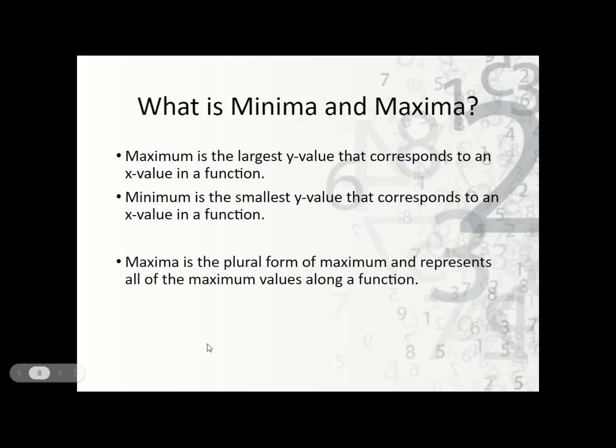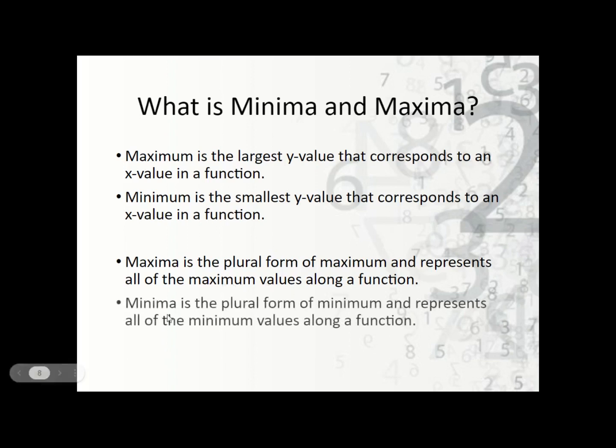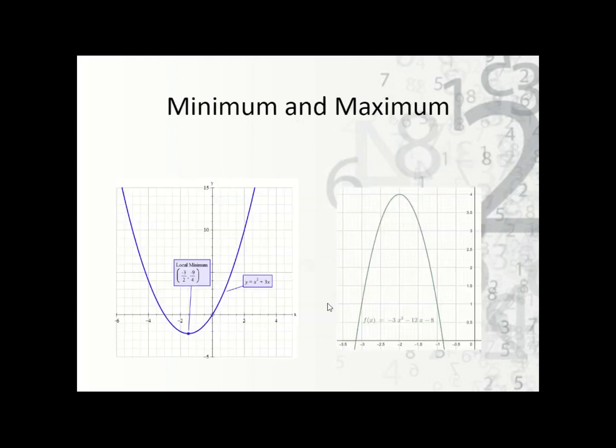Now, maxima is a plural form. So we could have a function that goes up, goes down, goes up, goes down multiple times. And each time it goes up, that is considered a maxima. Now, it may not be the ultimate maximum, but it is a maximum. So that represents that value. The minima is the same thing, but just the low points.